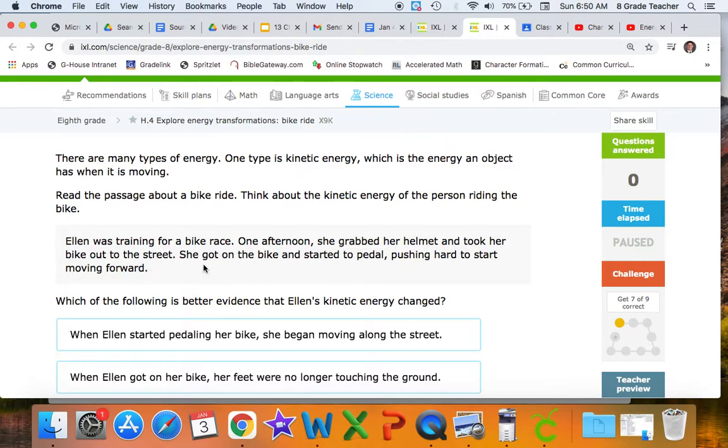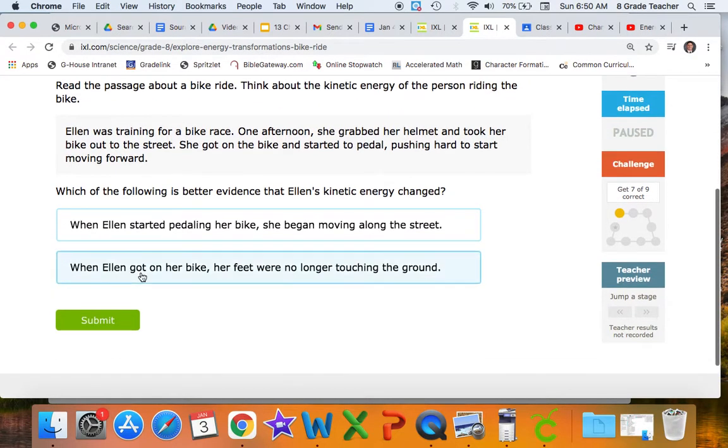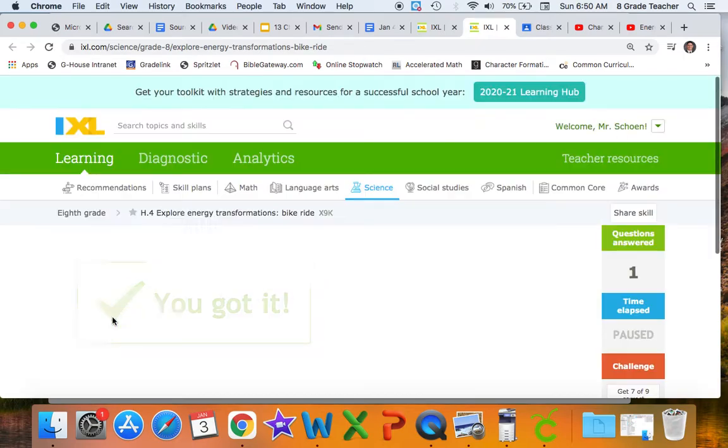Ellen was training for a bike race. One afternoon, she grabbed her helmet and took her bike out to the street. She got on the bike and started to pedal, pushing hard to start moving forward. Which of the following is better evidence that Ellen's kinetic energy changed? When Ellen started pedaling her bike, she began moving along the street, or when Ellen got on her bike, her feet were no longer touching the ground. Kinetic energy is all about movement, so we would say that she's moving while she's pedaling.